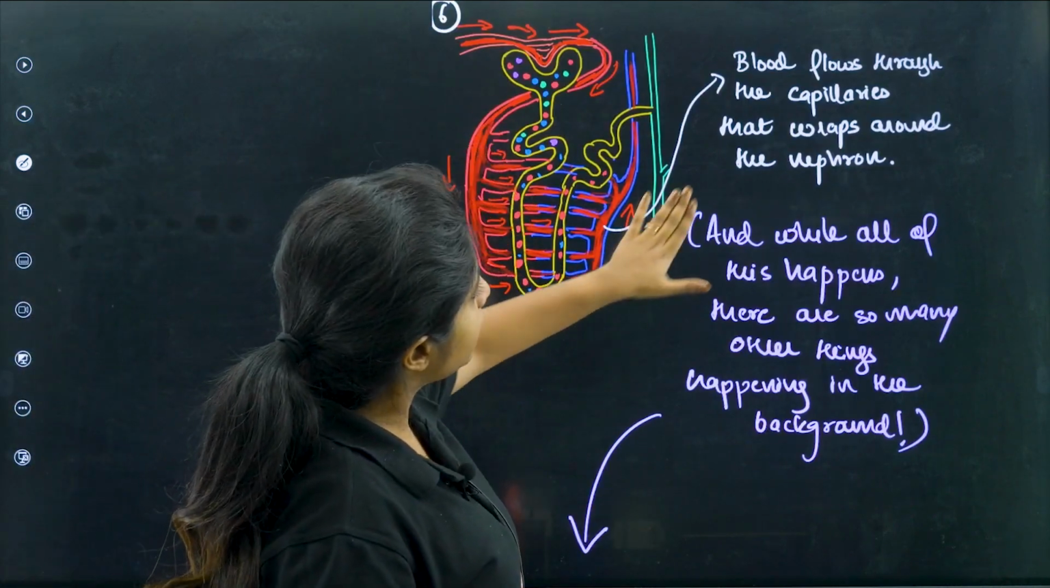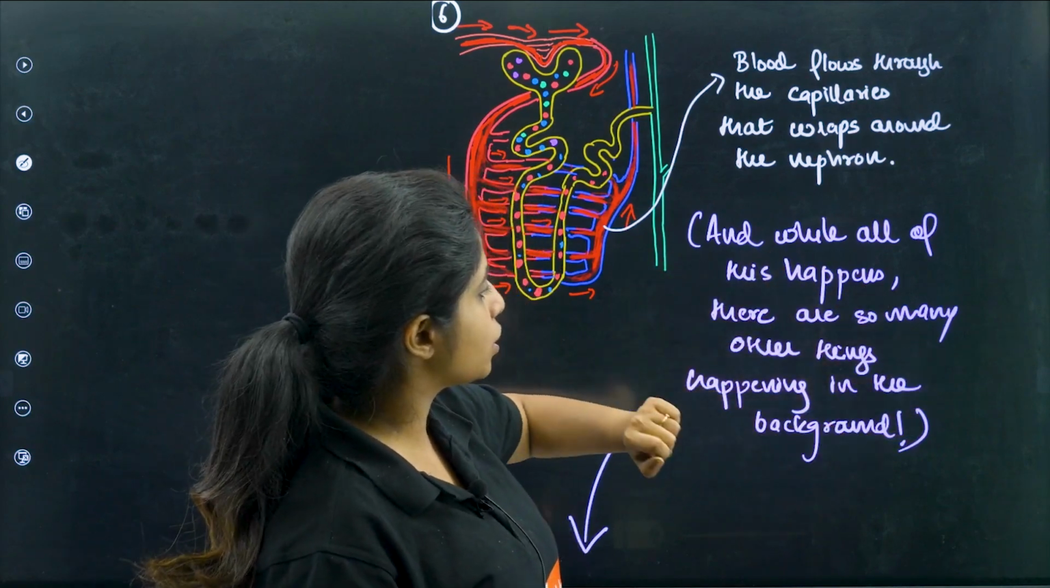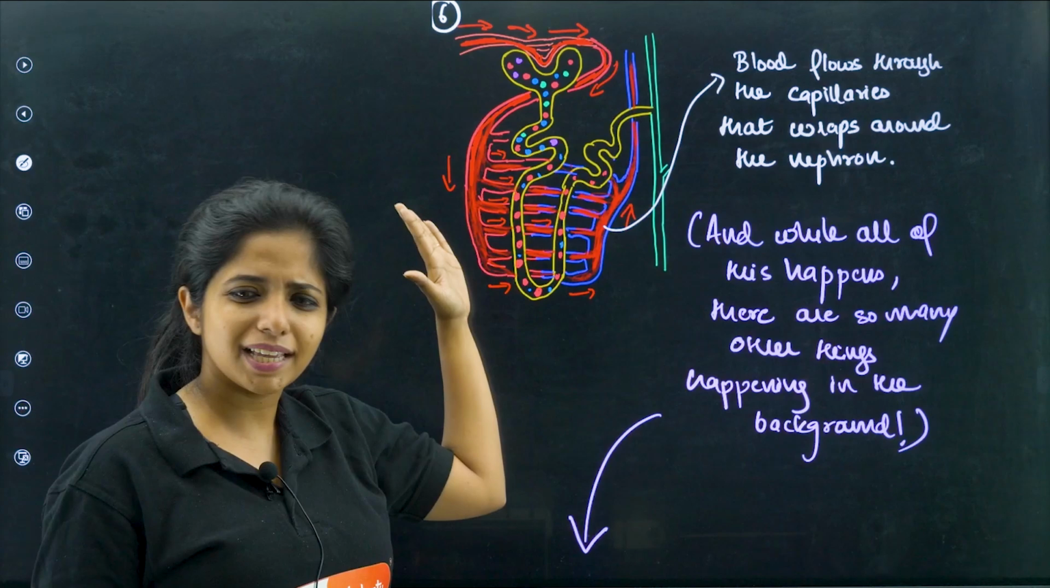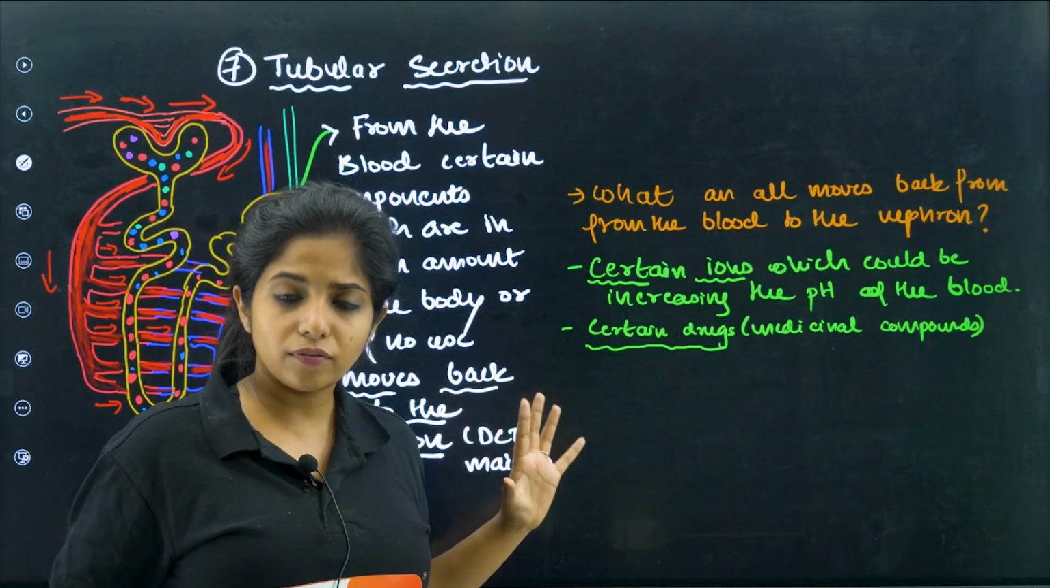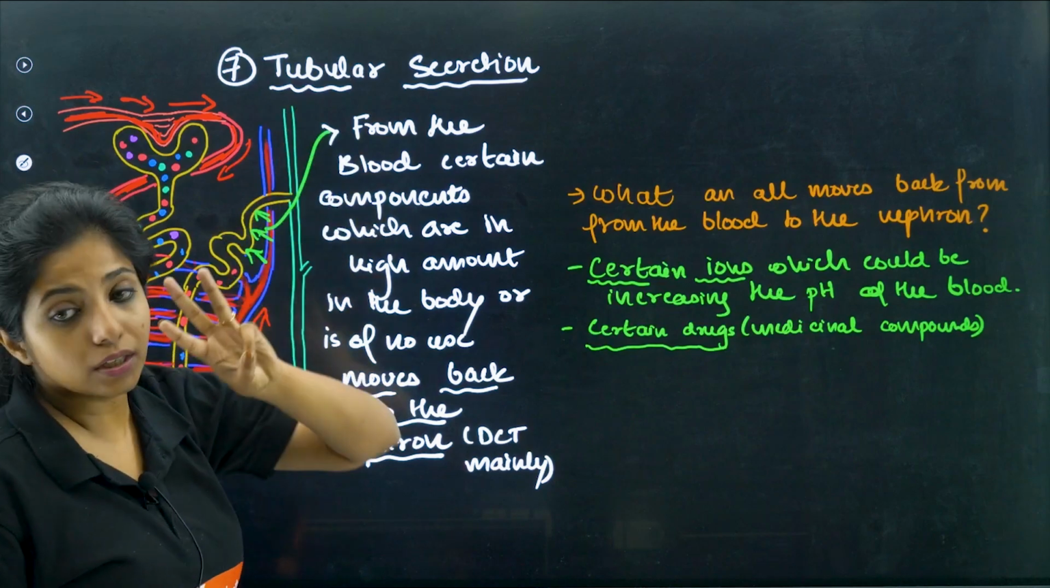So now blood flows through the capillaries that wrap around the nephron, and while all this happens, there are so many other things also happening over here. Blood is taking things in, giving back things, a lot of things are happening. What is that something that is happening over here? Let's see. Tubular secretion, which is the third step.